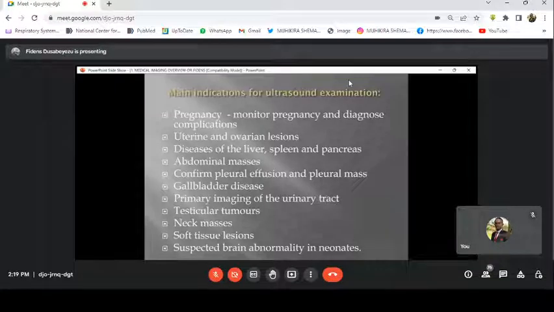You can see some gallbladder disease like gallstones or gallbladder tumors. You can see them very well on ultrasound.